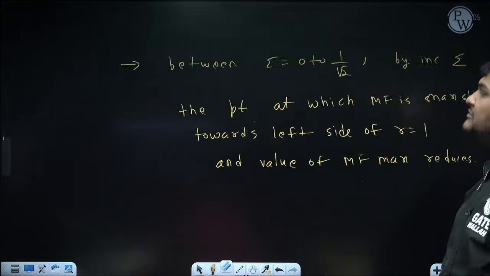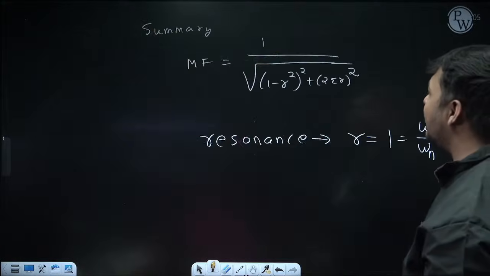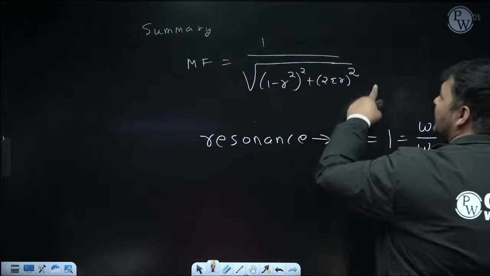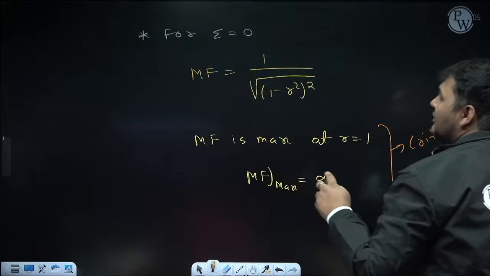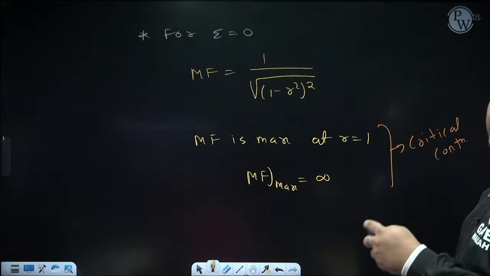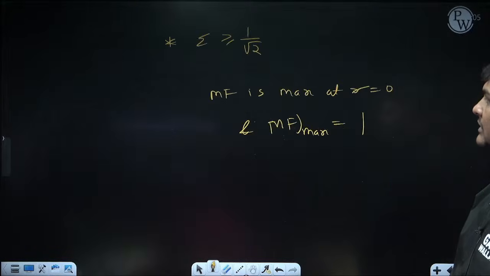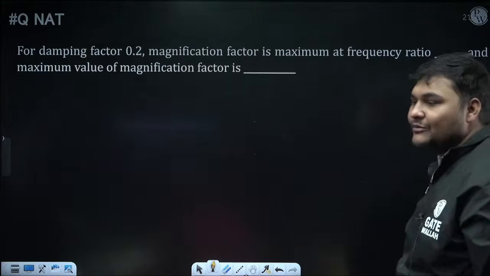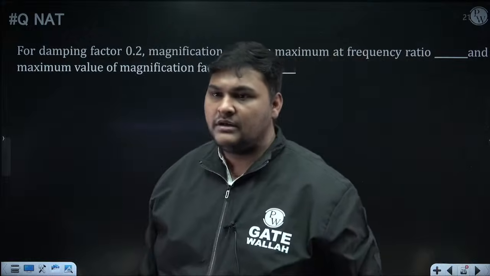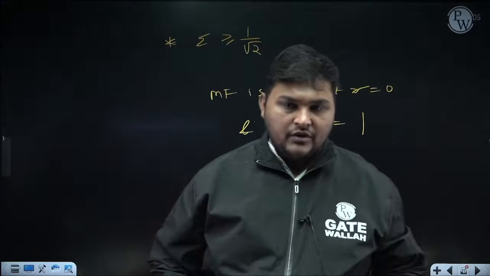Some general questions come in which the examiner asks the value of MF and R at any zeta, just put it here. But the examiner may ask at which R MF is maximum, what is the max value of MF? That discussion I have done. Clear? Okay, now we are solving some questions. Solve this question. I'm just bringing the calculator. Now wait for 1 second.